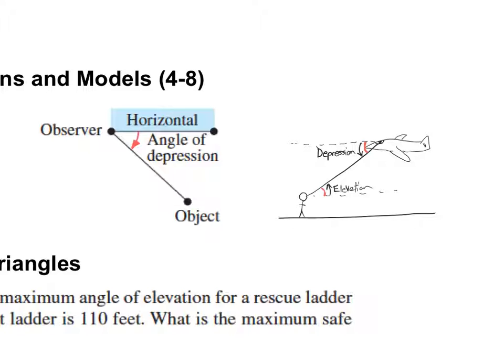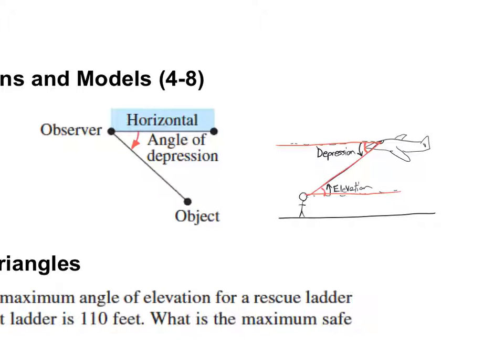The horizontals are parallel, so we have these parallel lines being cut by our line of sight, which could be called our transversal. And do you remember what those two angles would be called? They're between the parallel lines, but on opposite sides of the transversal. Not corresponding. No. Alternate interior angles, okay?